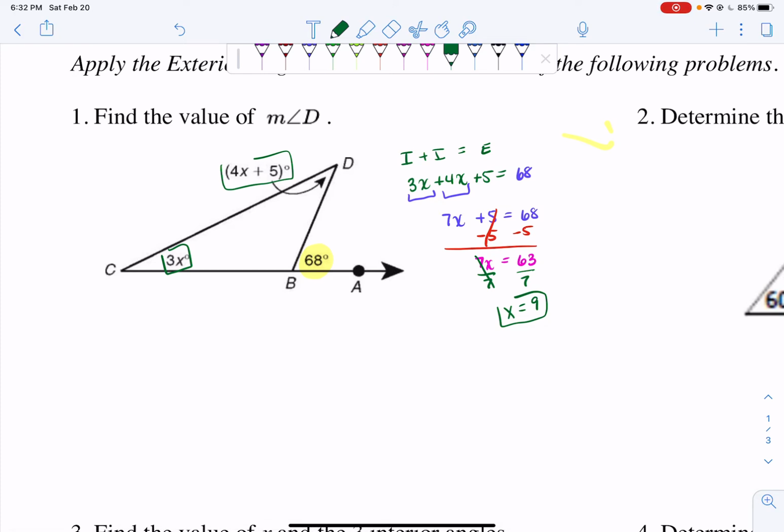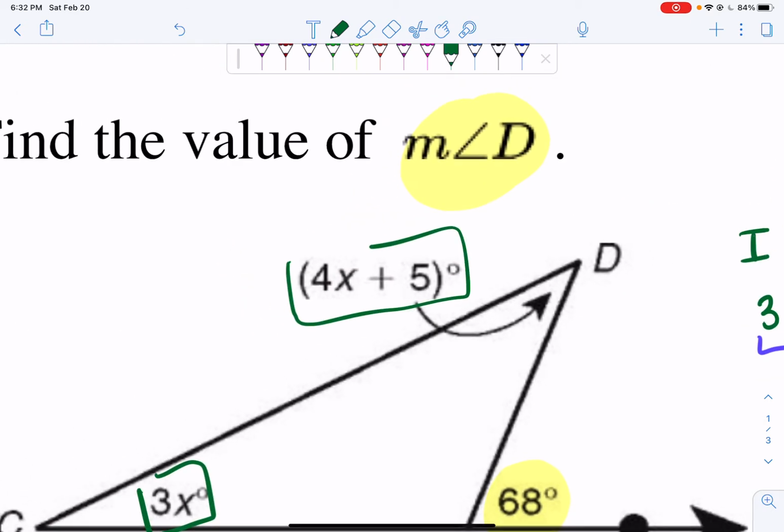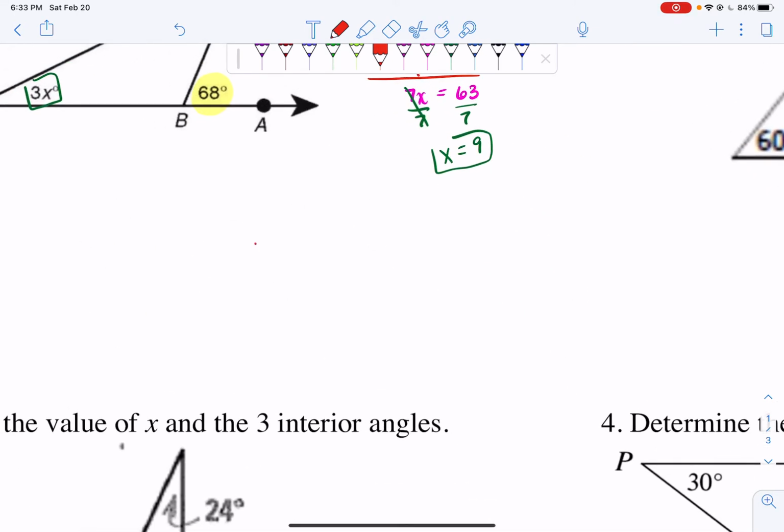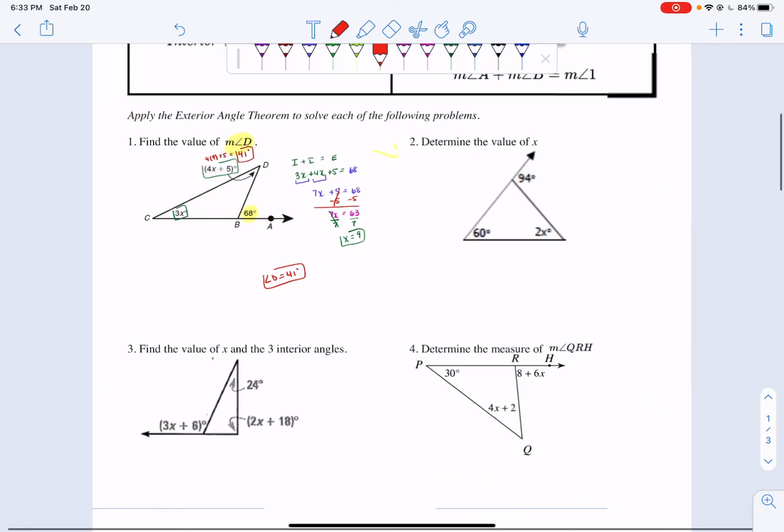Here's the issue though. Am I asking you what x is, or am I asking you the angle? I'm asking you an angle. So what we need to do is go back to our image and figure out angle D is 4x plus 5. So everywhere I see an x, I've got to substitute a 9. So I get 4 times 9 plus 5. 4 times 9 is 36. 36 plus 5 is 41. So I get a 41 degree angle. So I can say angle D is 41 degrees, and that's your final answer.